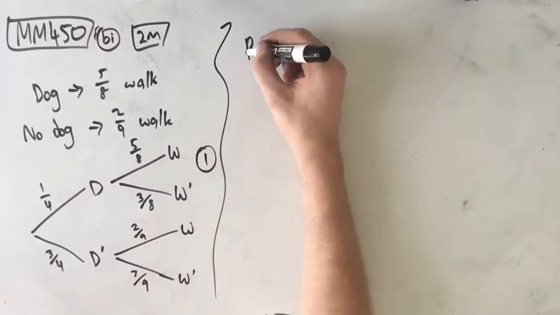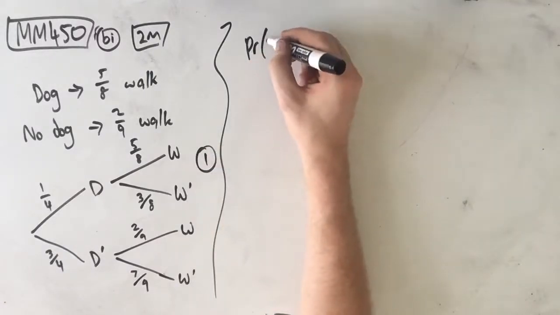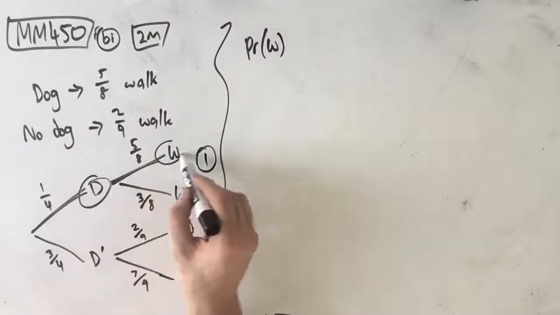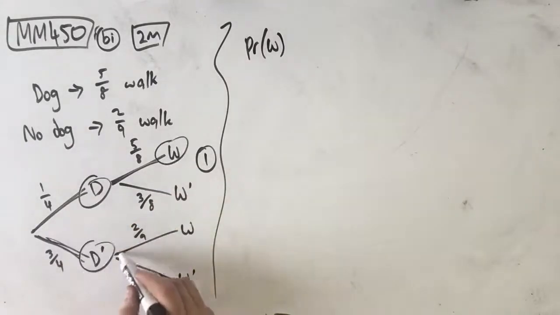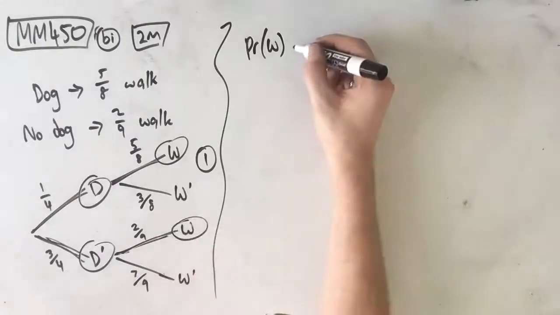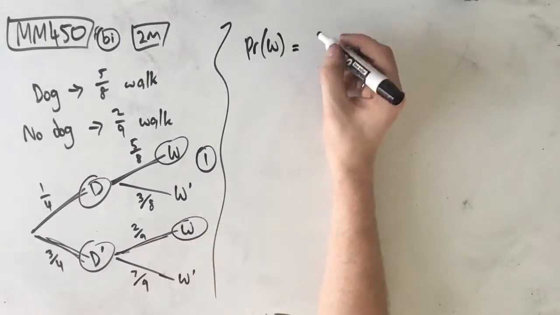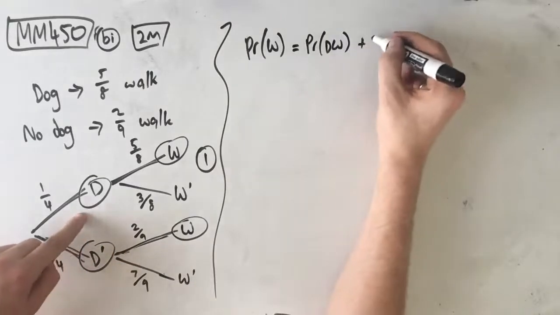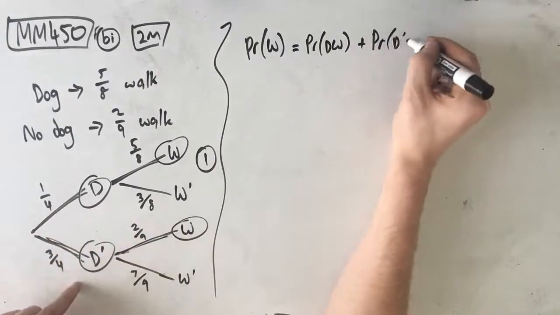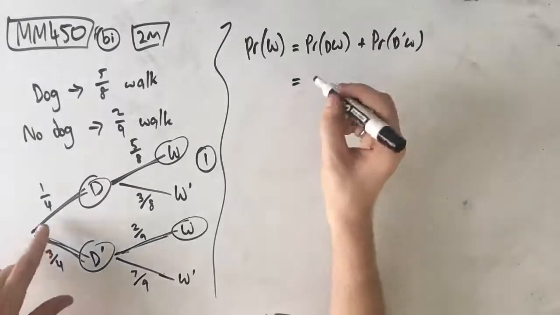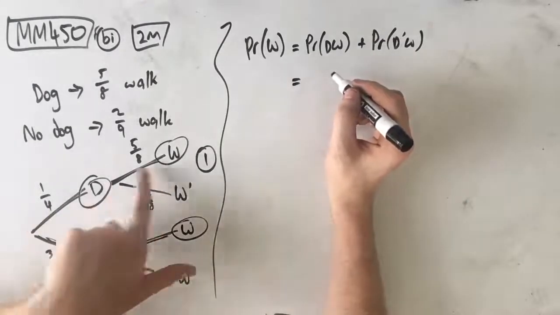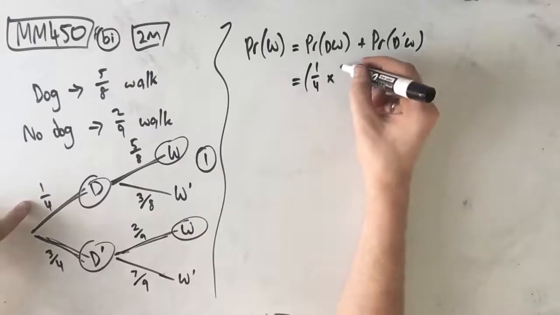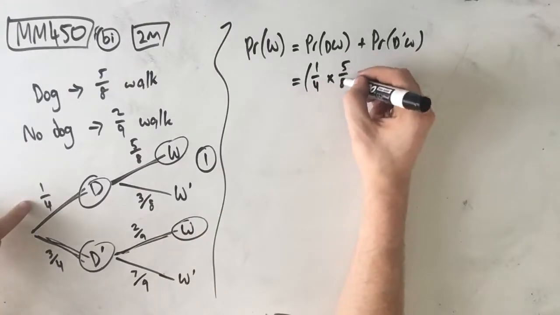And what we're looking for is the probability that they go on regular walks each week, okay? So they can either own a dog and go on regular walks, or not own a dog and go on regular walks. Which means that the probability that any given person goes on regular walks is the probability of dog and walk plus the probability of no dog and walk, right? Which is this pathway here. So we simply multiply these probabilities together to get that probability.